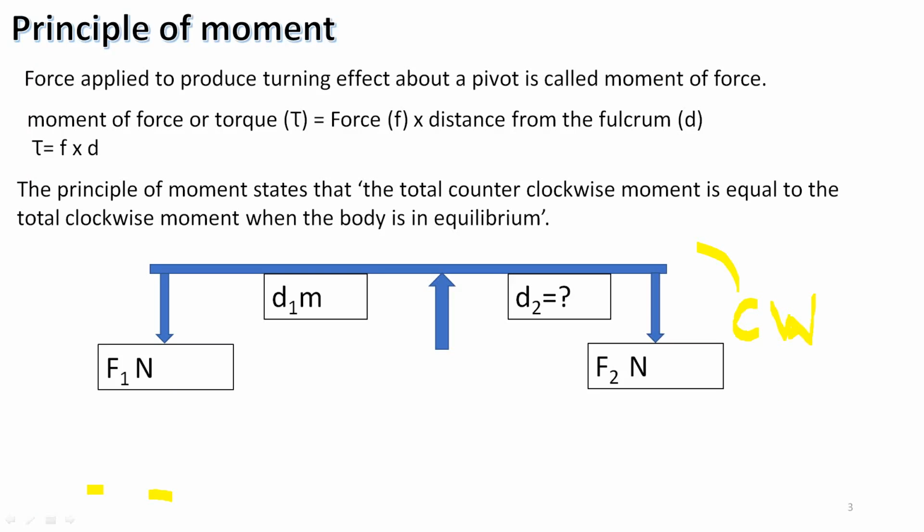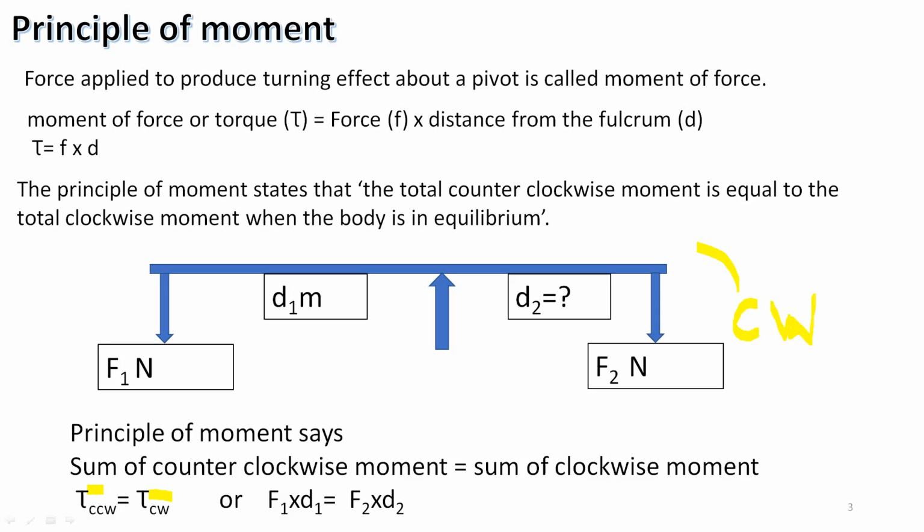The principle of moment states that total counterclockwise moment is equal to total clockwise moment when the body is at equilibrium. Similar to what we have seen in the simulation, we have a metal bar here suspended at the pivot or fulcrum, and we have two forces acting on that bar. Force F1 acts at d1 meter away from the pivot, and another force F2 acts at d2 meter away from the pivot. The principle of moment says the sum of counterclockwise moments is equal to the sum of clockwise moments. That is represented as tau CCW is equal to tau CW.